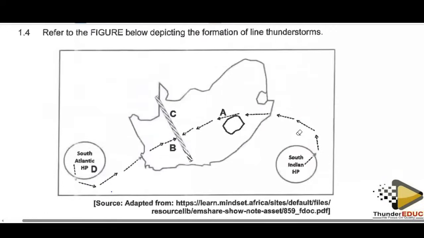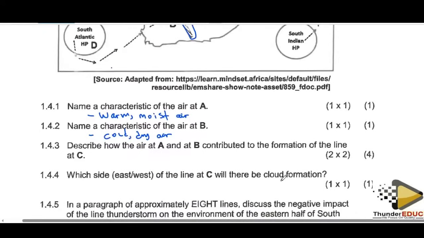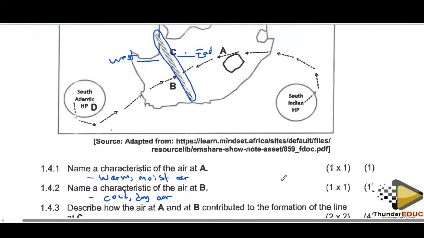So let's go to line C. This is our line C here. And now we know this is the moisture front. But we know it has the eastern side. This is the east, and this is the west. So when it says which side of line C will there be a cloud formation? Okay. So I go back and see.